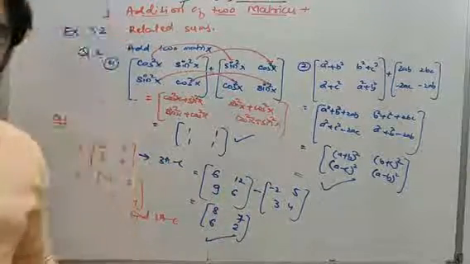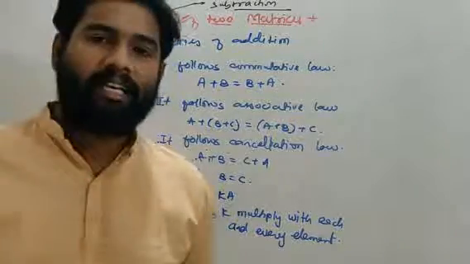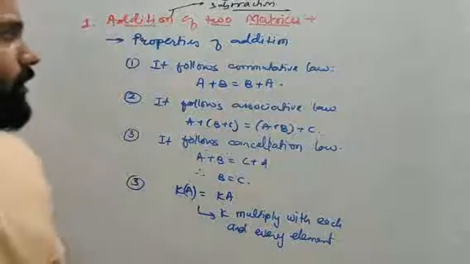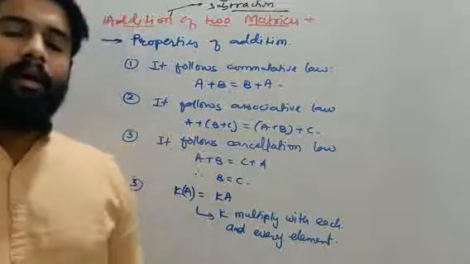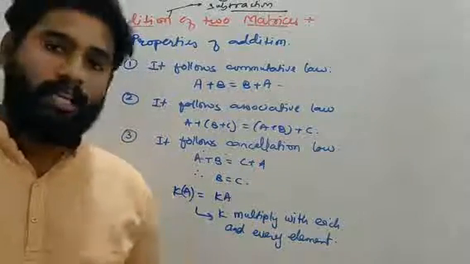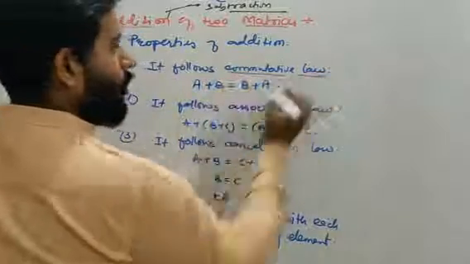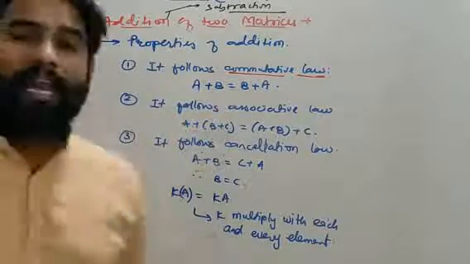Okay, note it down. Okay students, moving forward we have to study a few properties of the addition of matrices. Now you know how two matrices are added. Matrices follow a few properties of addition. The first property is the commutative law. You know that, it's quite well known to you.